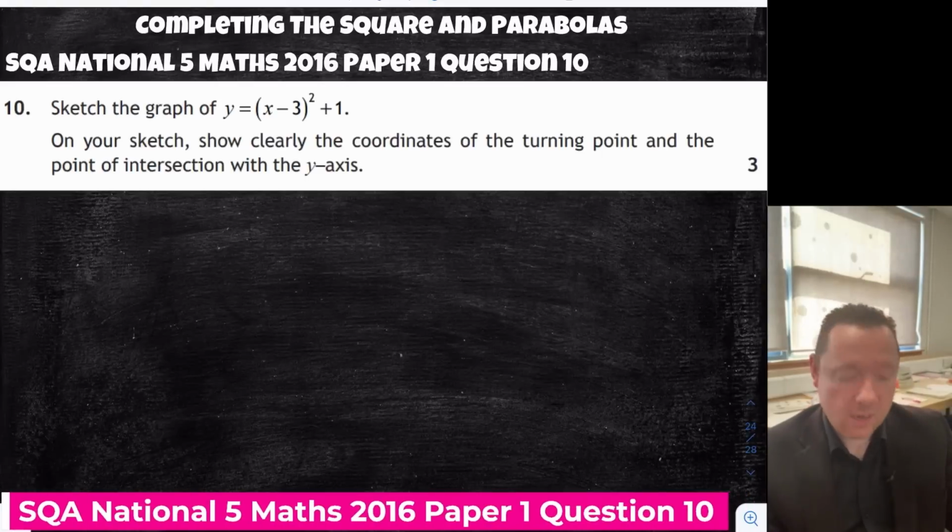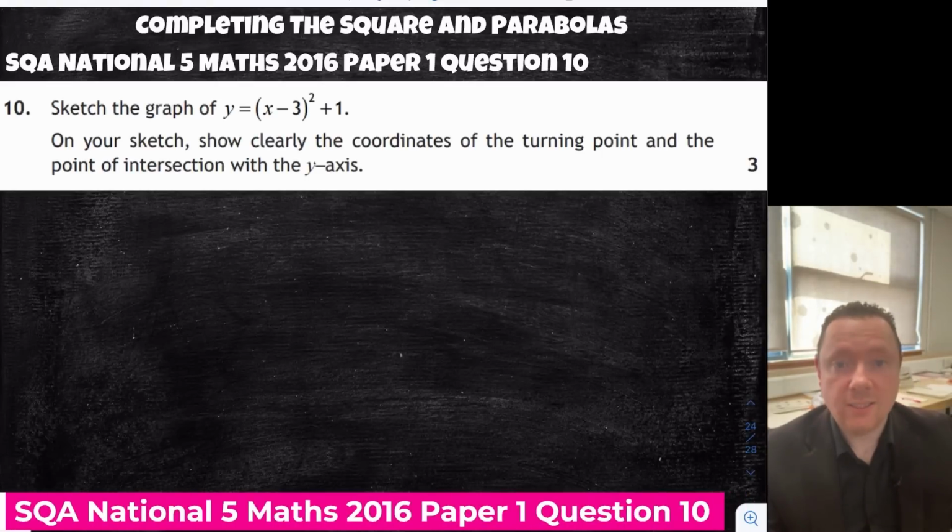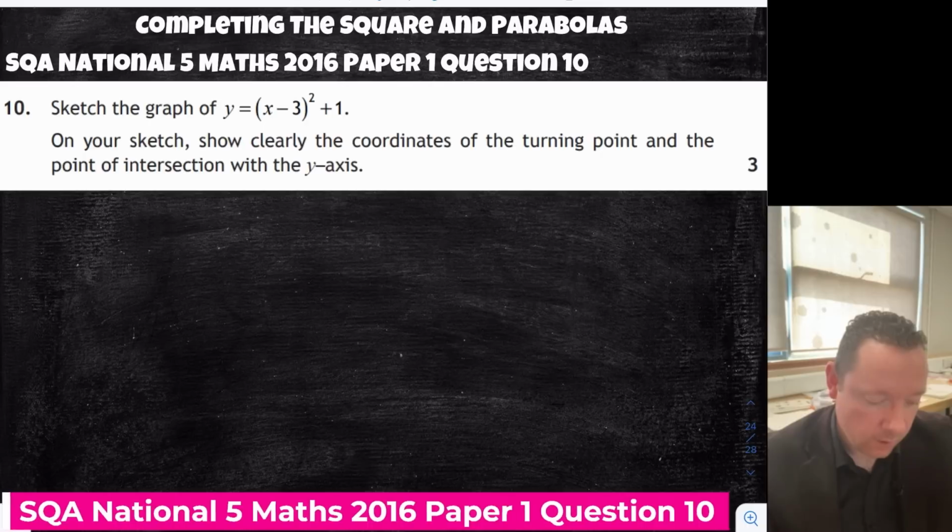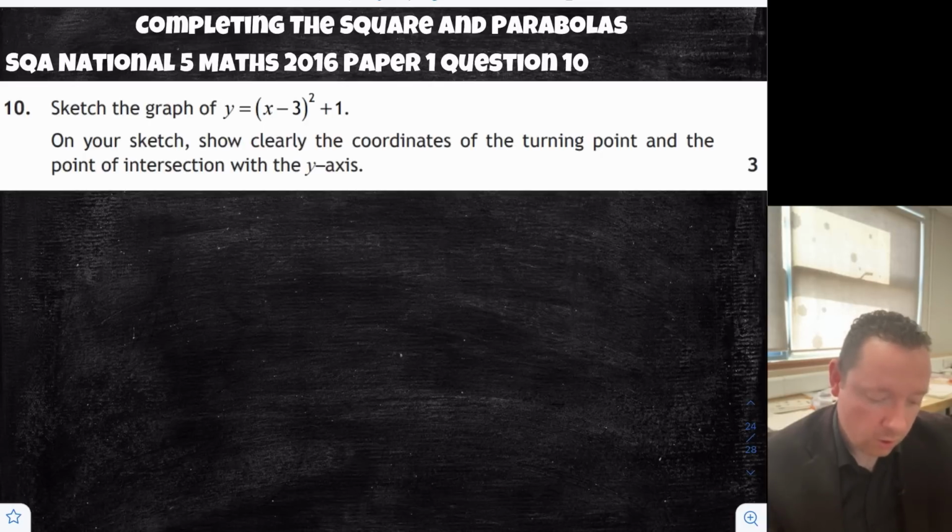Okay, completing the square in parabolas. SQA National Maths 2016, paper 1, question 10. Sketch a graph of y equals (x - 3) squared plus 1. Show clearly the coordinates of the turning point and the intersection with the y-axis.